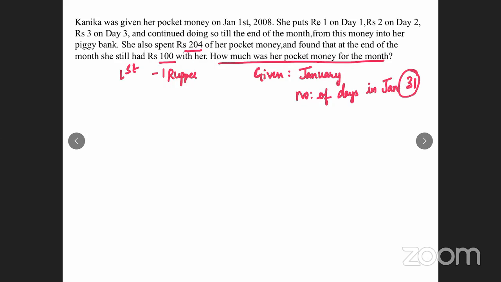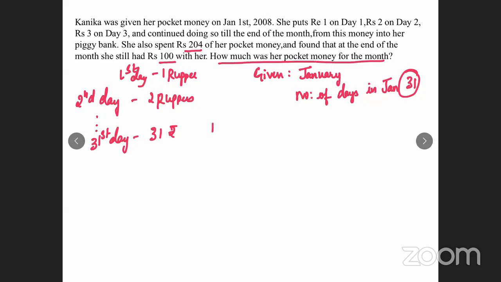So for the first day it is 1 rupee, for the second day it is 2 rupees, and so on up to the 31st day, how much will she deposit in her piggy bank? That is 31 rupees. What we are asking is how much money she collected, so how much was her pocket money for the month?